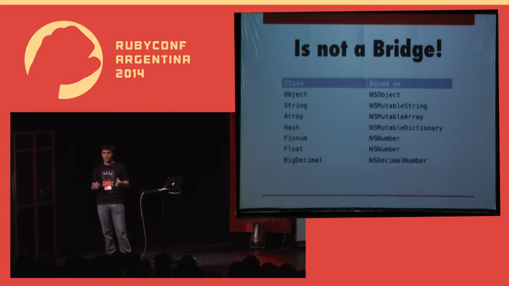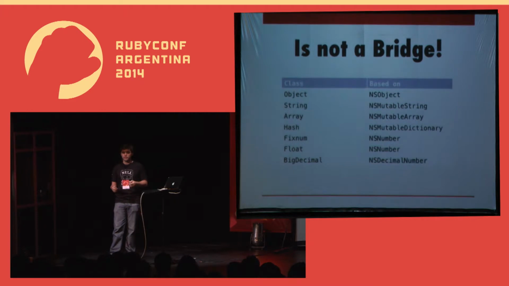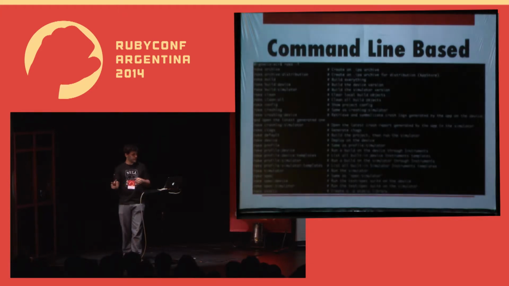So any API of Objective-C that expects one thing as a parameter can also receive a string of Ruby and will continue to work perfectly fine.